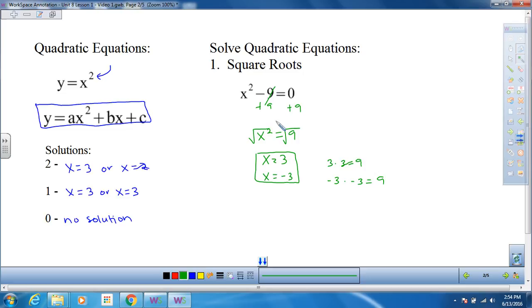Okay, so we're going to solve using square roots if we just have the x squared. Here's the x squared and x. If we have both of those, we'll have to use a different method. But with just the x squared, we use square roots. Okay, so let's do a few more.